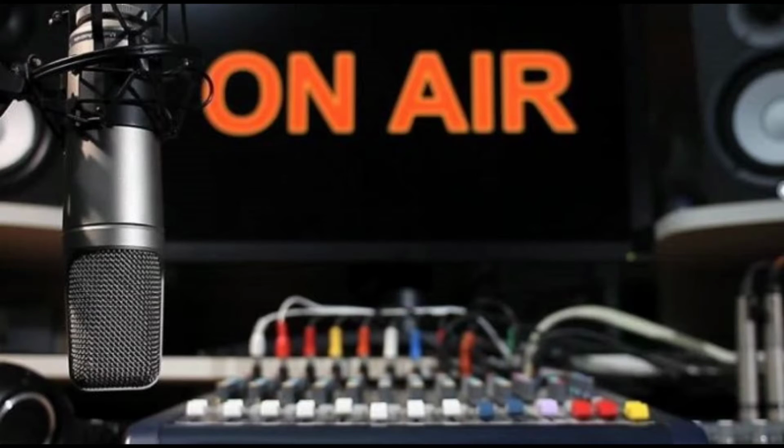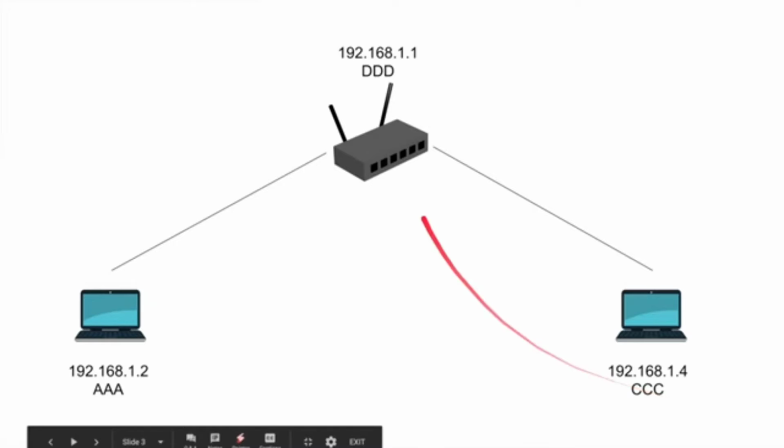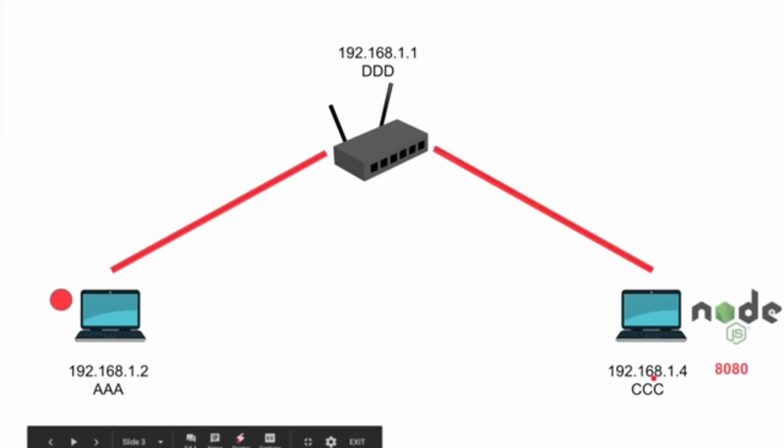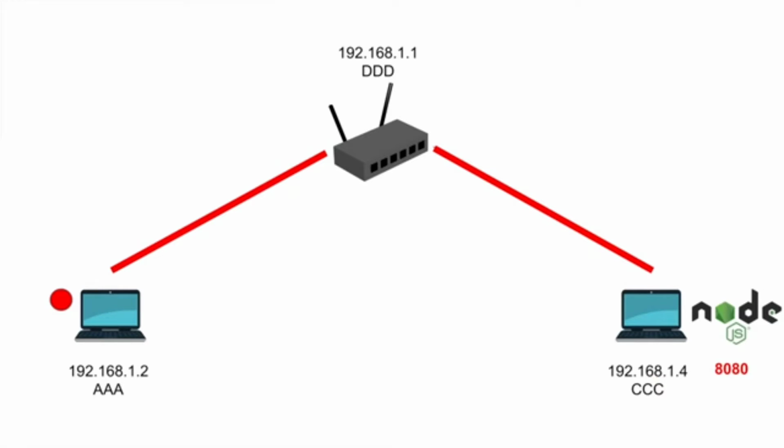NAT stands for Network Address Translation, and this is a service that is used in routers, and its purpose is to translate a set of IP addresses to another set of IP addresses. And the reason for having the NAT service is to help preserve the limited amount of IPv4 public IP addresses that we have available around the world.